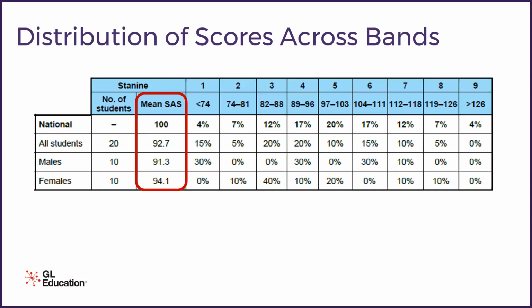This table here shows the distribution of scores as well as overall Stanines. It allows you to compare this to standardization. You can see for this particular group, the average SAS score across the group was 92.7, with it being at 91.3 for males and 94.1 for females. So this group's average SAS was below the standardization average of 100.